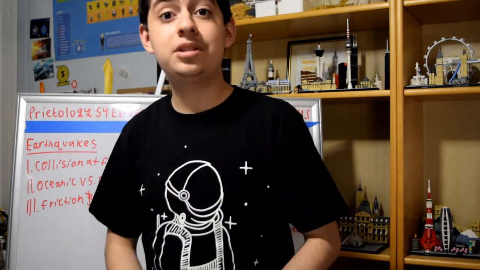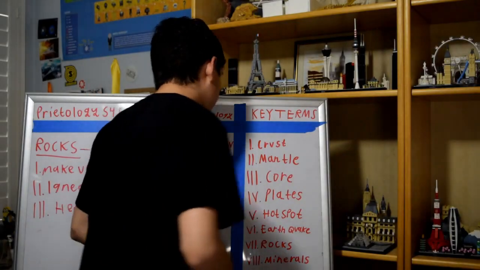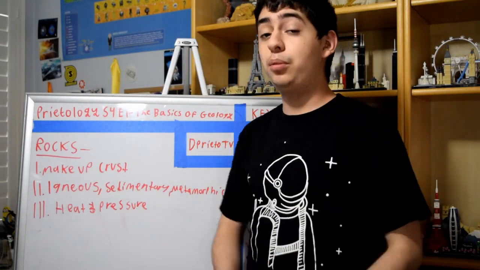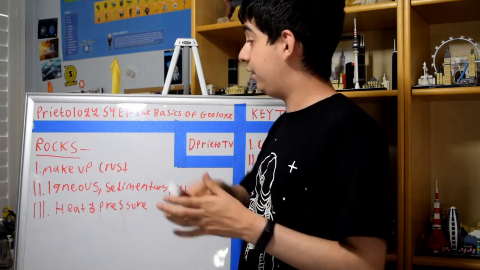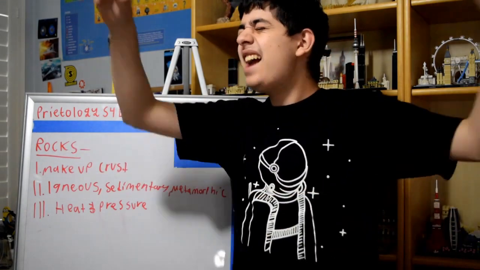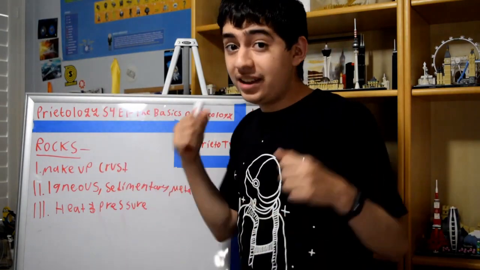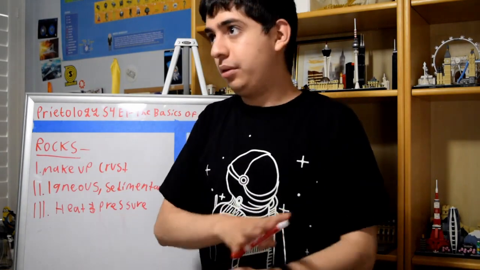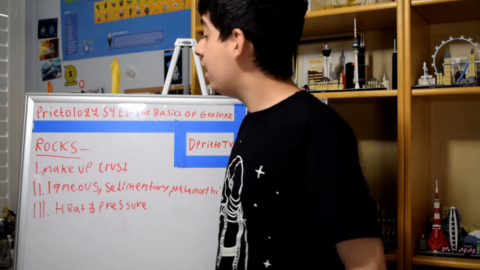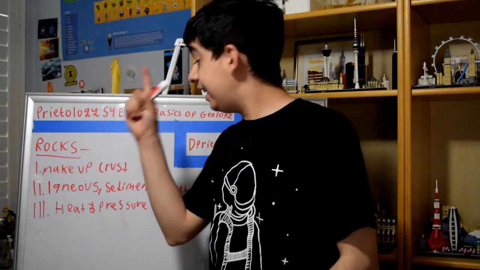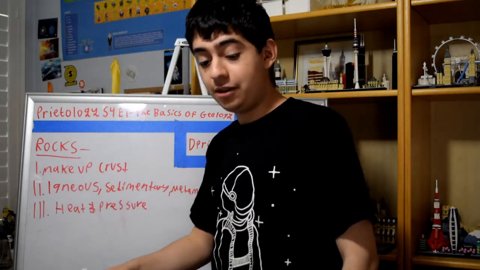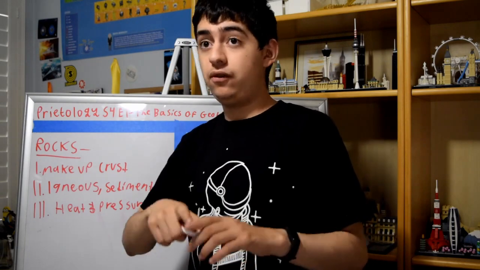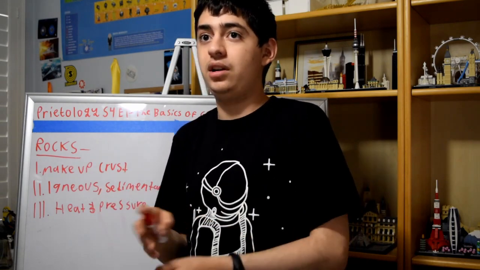Alright, we got 2 more terms to go, and these are some good ones. Alright, we've been doing all this talk about crust and mantle and plates, but we've never talked about what they're really made of. Rocks! Rocks are everywhere! They are the things that make up the crust. Considering that we live on the crust, there would be an abundance of rocks everywhere. There are 3 types: igneous, sedimentary, and metamorphic.